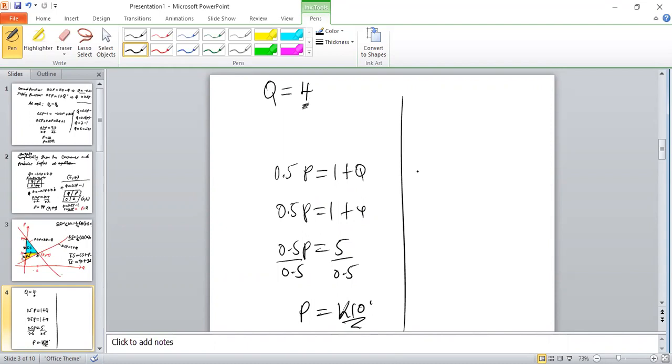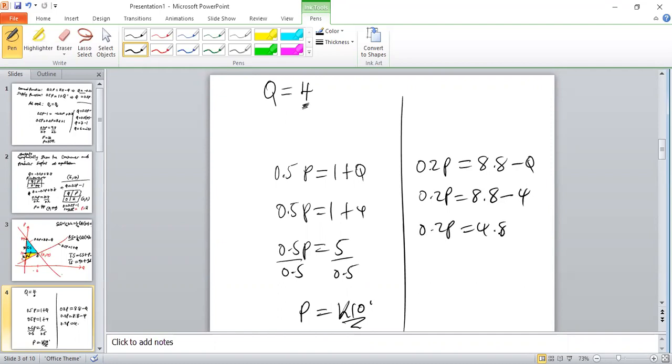10 kwacha. So this is how much the producer is willing to accept to sell 4 units. Then the consumer, the equation is 0.2 P is equal to 8.8 minus Q. So 0.2 P is equal to 8.8 minus 4, that's 4.8. We divide by 0.2, divide by 0.2. And what's the price that the consumer is willing to pay?